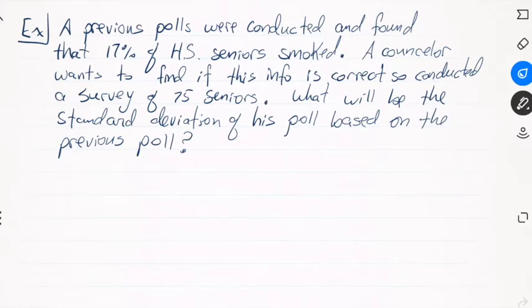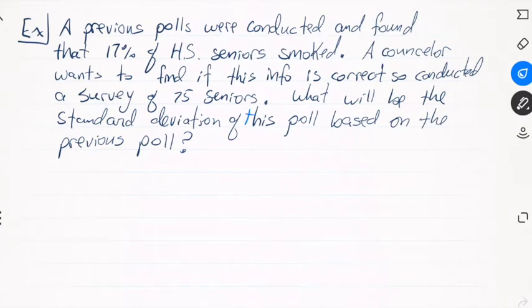And a counselor at another school wants to find out if this information is correct within their school. So they took a survey of 75 seniors to find out if they smoked or not. So again, this is a binomial. You either smoke or you don't. So what would be the standard deviation of this poll?